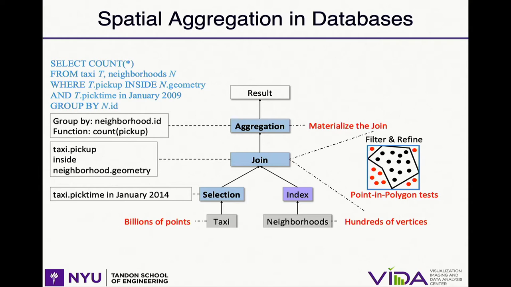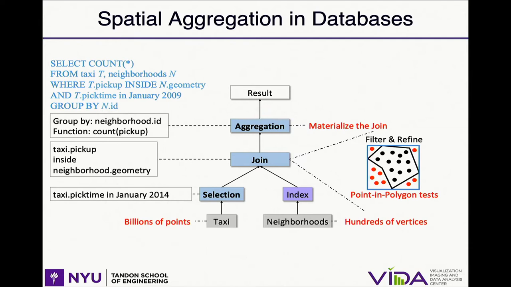And the challenge here is that these point-in-polygon tests are expensive. And here, they're especially expensive because the complexity is proportional to the number of vertices in the polygon, and there are many in neighborhood polygons. And the other one is that you just have too many points, right? So this can get very expensive.